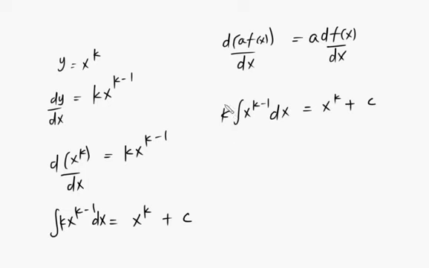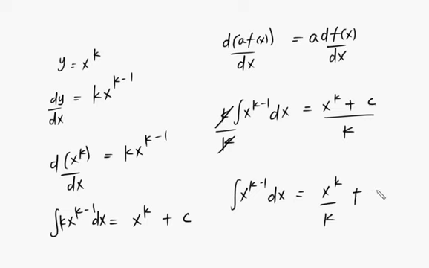Now k is outside, so I can divide by k on both sides. So here it cancels. If I integrate x power k minus 1 with respect to x, I will remain with x power k over k plus c. I want to establish a formula here that will be essential in integrating these polynomial expressions. We have seen that if you integrate this with respect to x, you get x power k over k plus c.